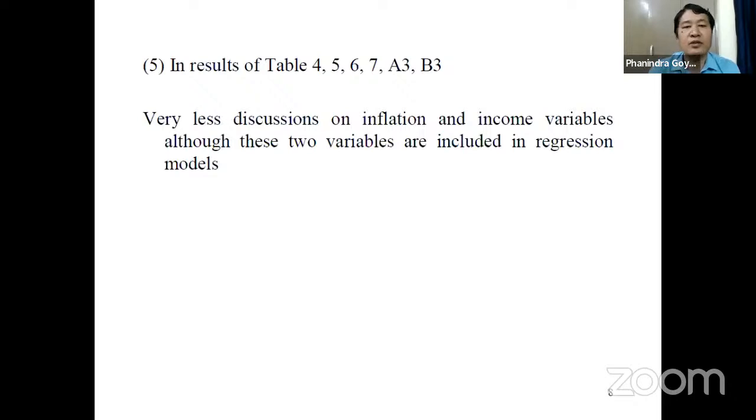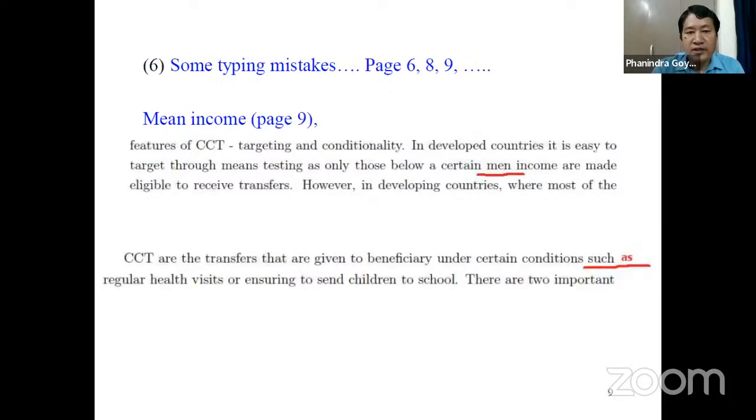Now, this issue: in your regression models, in data tables 4, 5, 6, 7, and also A3, B3, you included these two variables, inflation and income. Your discussions are mainly concentrating on the main variable, Rythu Bandhu, and the farmers' land holding categories. I can see fewer discussions on inflation and income. Maybe you can include them with proper explanations wherever this can be considered. And while reading, I found some typing mistakes. Maybe you can check again.